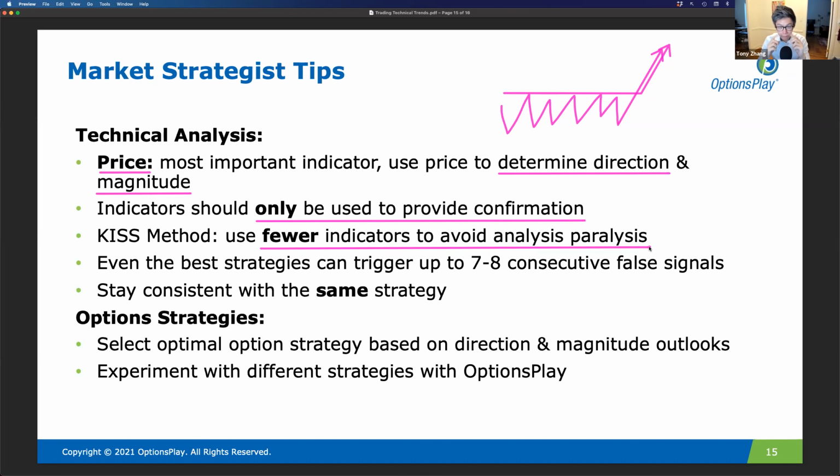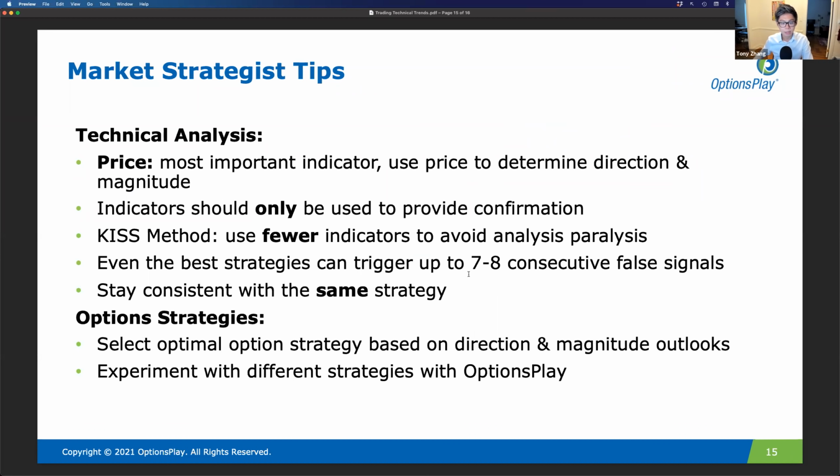And the most important thing is that even the best technical strategies, and you can download our technical analysis report that's available on our website, you see that even the best strategies will generate at least 7 to 8 consecutive false signals in its lifetime. So what that means is that even the best technical strategies are not going to be able to avoid having, at some point, a series of false signals. And as a trader, your goal is not to design a trading system or to find strategies that don't have consecutive losses, because it's just not going to happen.